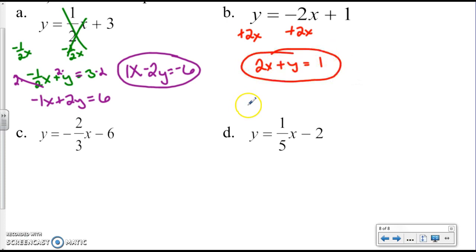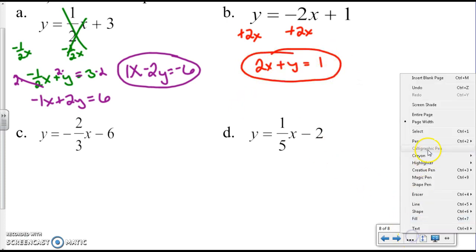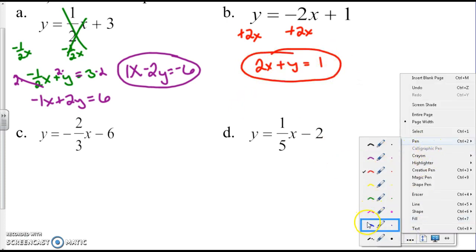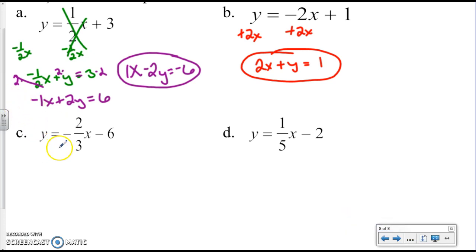Okay, so that one's pretty easy. I'm going to do one more with you because that one was so simple, just so you can see another fraction one. And then I'm going to have you try the last one on your own. Okay, so I'm going to move my x. So I get 2/3 x plus y equals 6, because these cancel. Sorry, that's a negative 6 there.